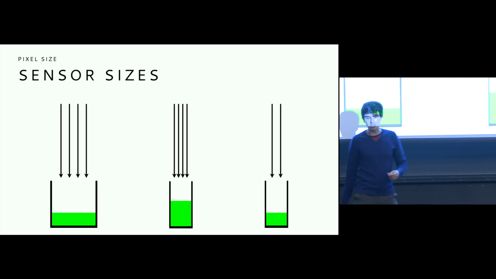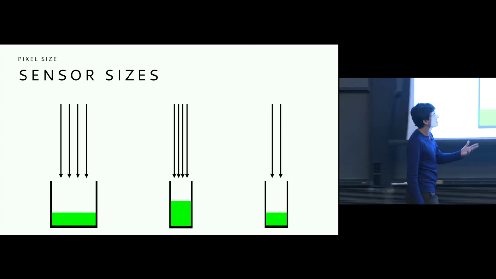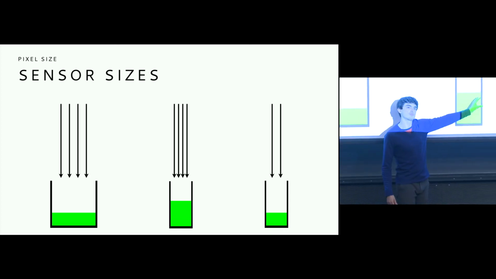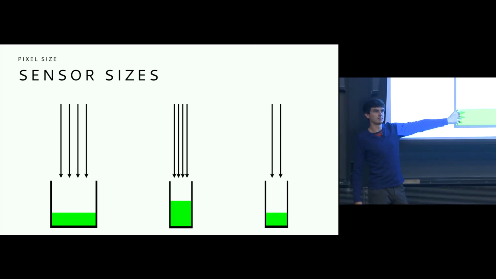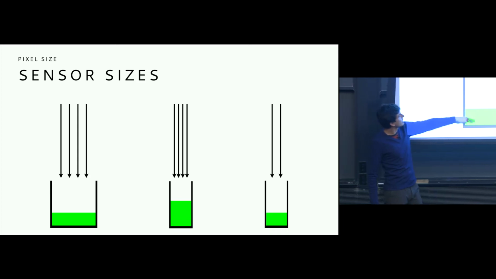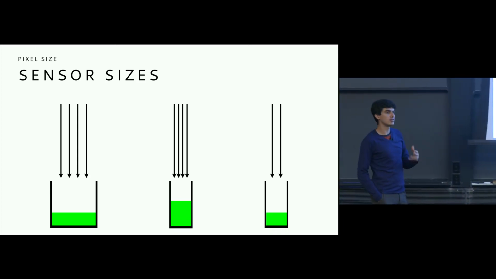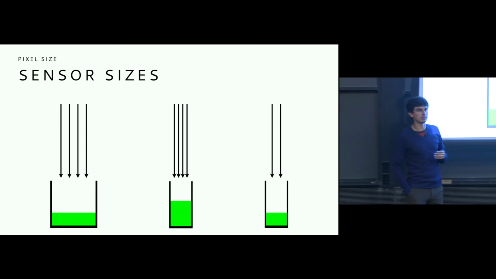So realize that if we're capturing light, it takes fewer photons to fill up this smaller pixel than it would to fill up this larger pixel. Now, why does this actually matter? This alludes to the idea that we have an alteration in the amount of dynamic range that's possible between these two sensors.